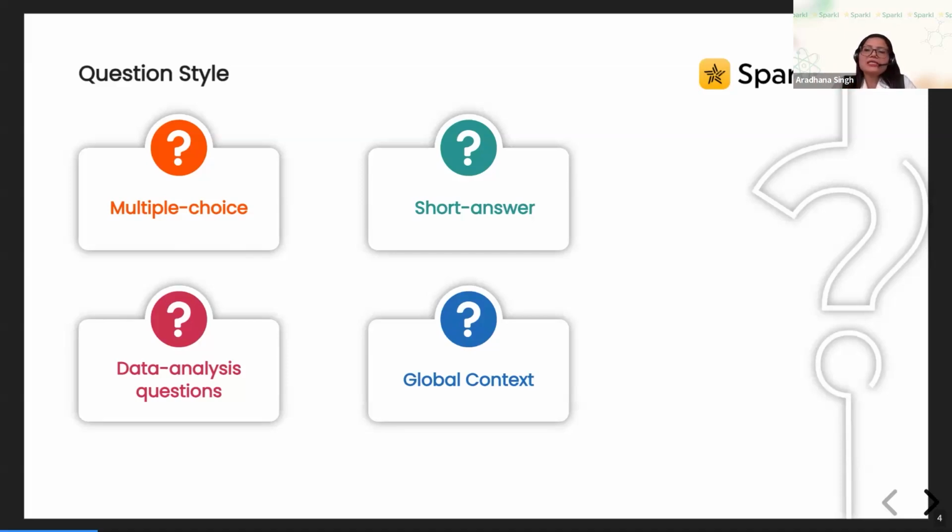Sometimes it is not directly multiple choice. It is like drag and drop type questions also. Sometimes it is a match the correct option type question. Okay. And then we have a short answer type question. It is again a sub part of a big question.